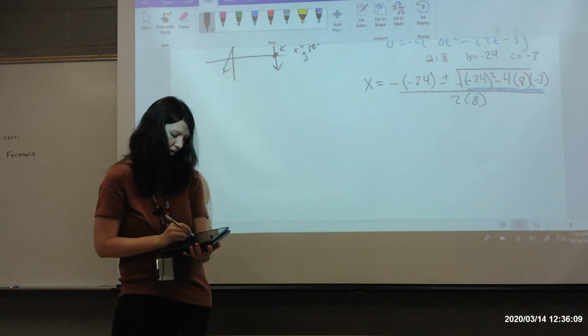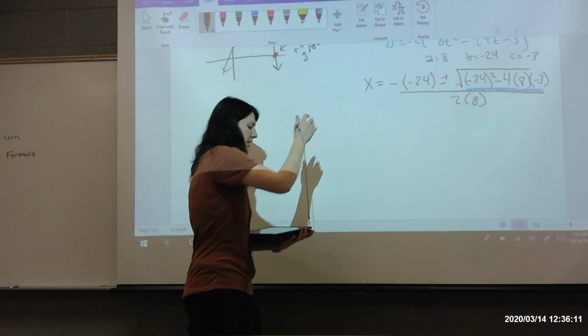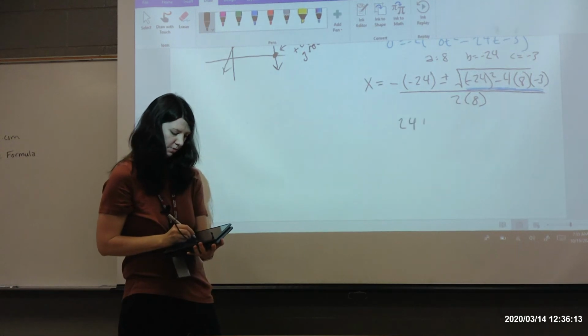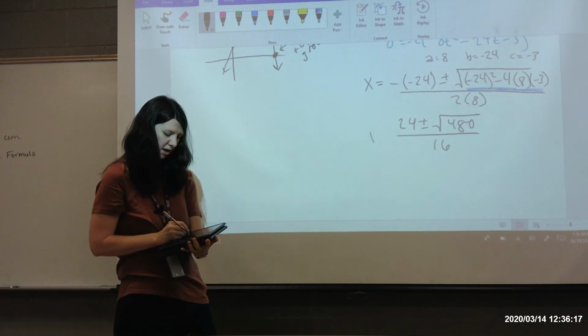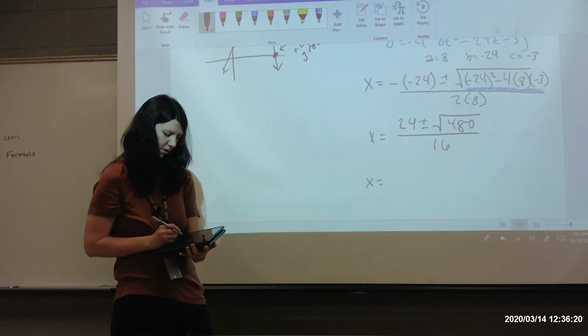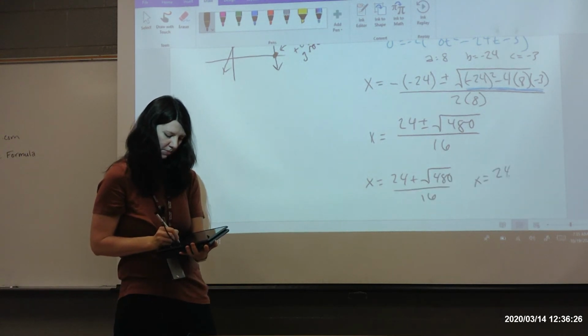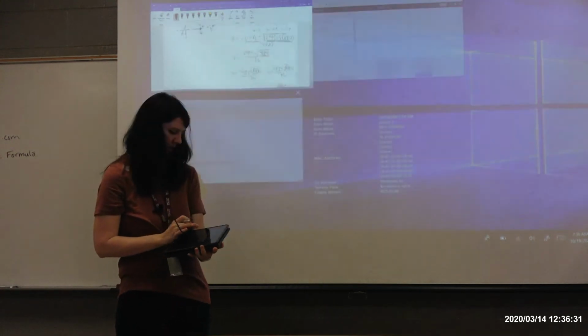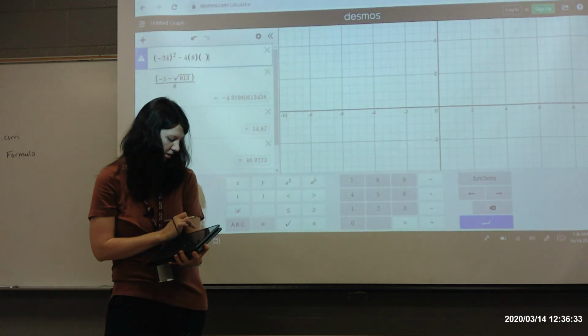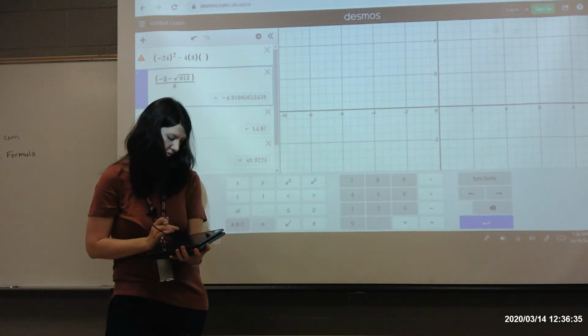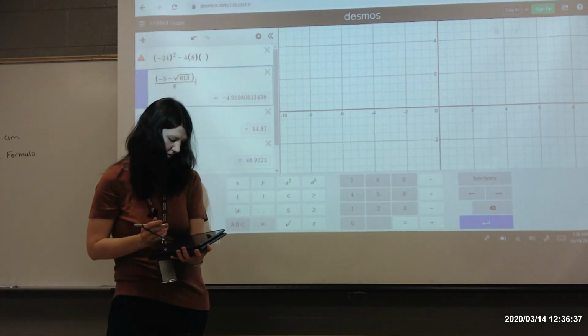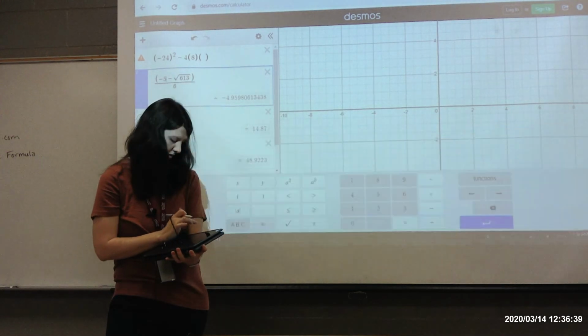So this is going to be a double negative. Negative times a negative is a positive. So 24 plus or minus the square root of 480 divided by 16. And I'm going to find my two answers. So 24 plus the square root of 480 divided by 16, and then 24 minus the square root of 480 divided by 16. Here we go. We're almost done.